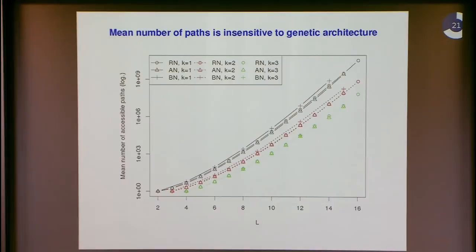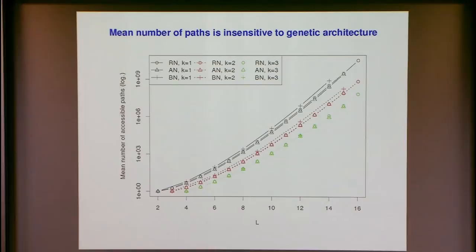So this is now comparing different neighborhood schemes. This is the mean number of accessible paths versus L. The different colors correspond to different values of k, and the different symbols correspond to random, adjacent, and block models. And you see that the symbols are very close to each other. So basically, that tells you that, just as for the number of maxima, with regard to the mean number of paths, the genetic architecture doesn't matter.